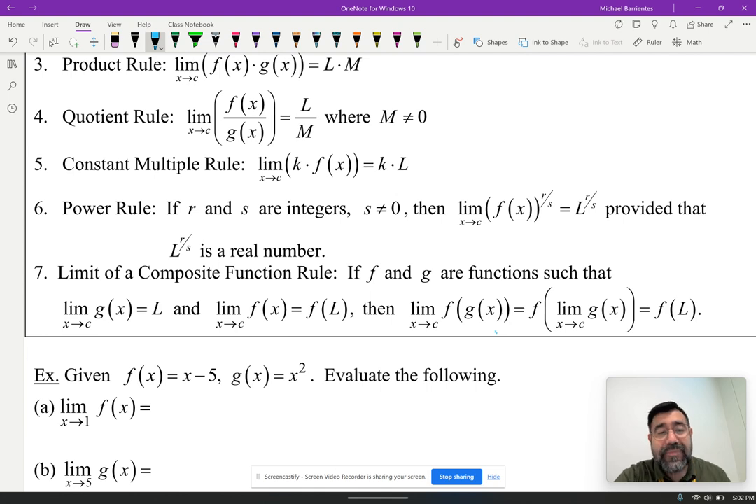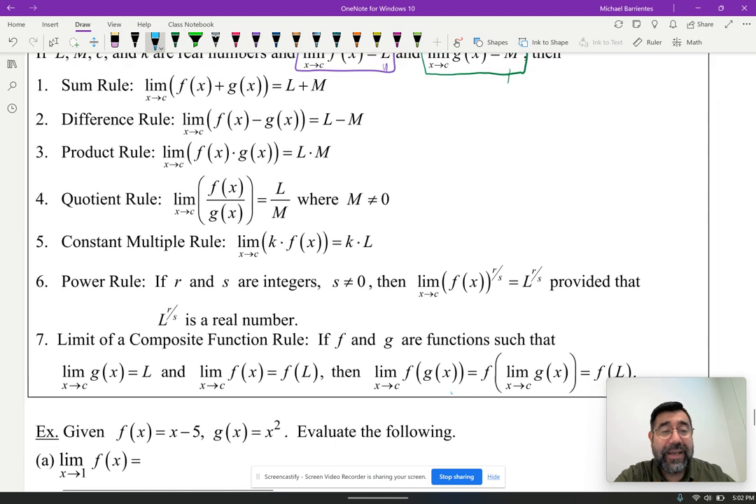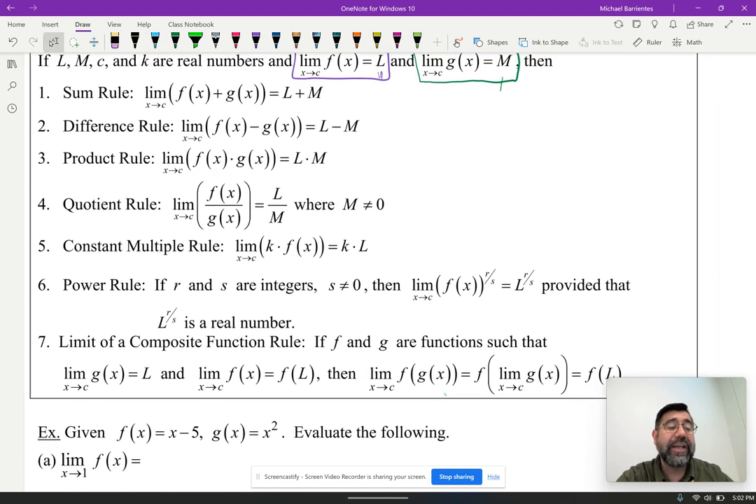Now, these rules all apply and are all easy to do, and I really don't spend a lot of time on them because we kind of use them without really thinking about them. If I'm taking the limit of two pieces, I can take the limit of the first, the limit of the second, and add them together. If I'm taking the limit of two pieces being divided, I can take the limit of the top, the limit of the bottom, and then divide. For number 5, if I'm multiplying a number times a function, I can take the limit of the function and then multiply by the number. And all of these work as long as the limit exists, right?